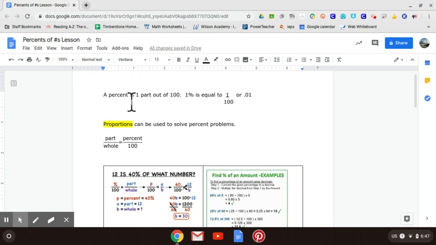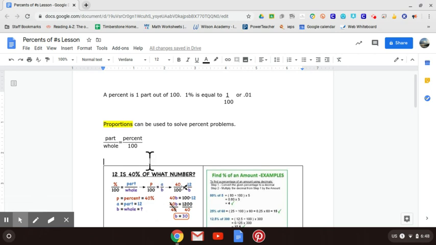My notes tell you a percent is one part out of 100, or 1% is equal to 1 over 100. Remember, we talked about this before because of the "th" at the end of hundredth, right? We can use proportions, which I put in bold. My proportion says my part to whole is equal to my percent over 100, because percent is out of 100. I gave you a little bit of a visual right here.